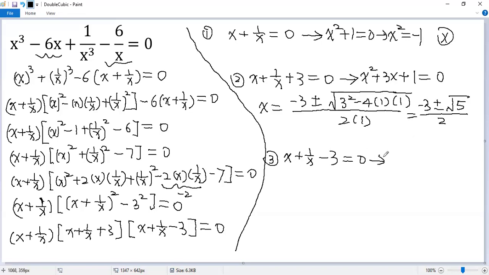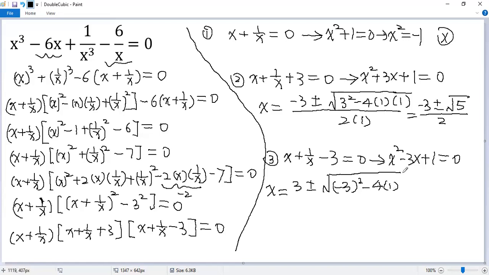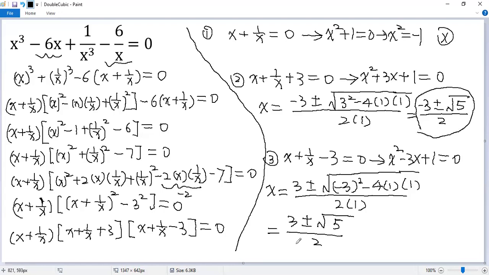Similarly, for this one, both sides multiplied by x, so we get x squared minus 3x plus 1 equals 0. Quadratic formula, so we get x equals negative b, so it's 3, plus minus the square root of b squared minus 4ac, again 4, 1, and 1 again, divided by 2a. So we get 3 plus minus, again, 9 minus 4, 5, divided by 2. So we get 4 real solutions for the given equation.